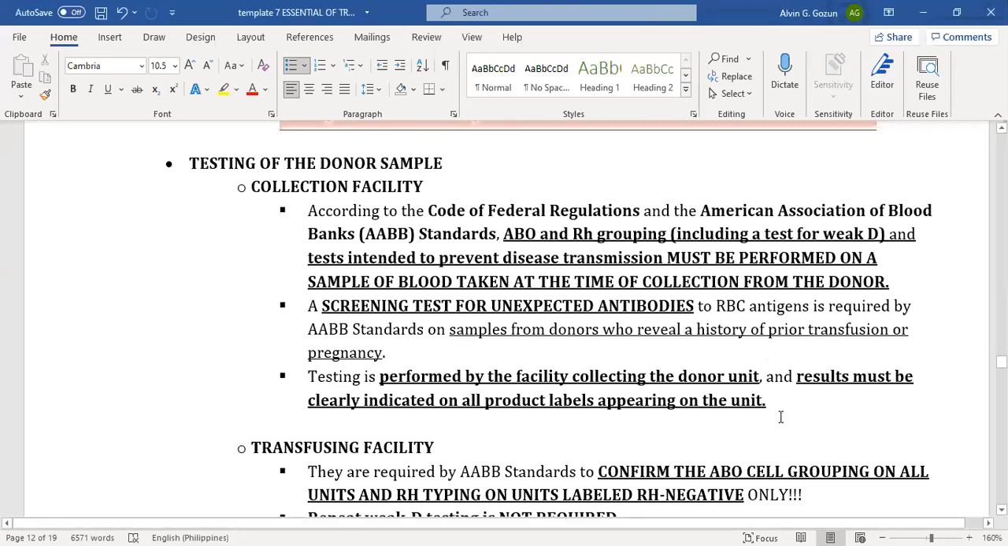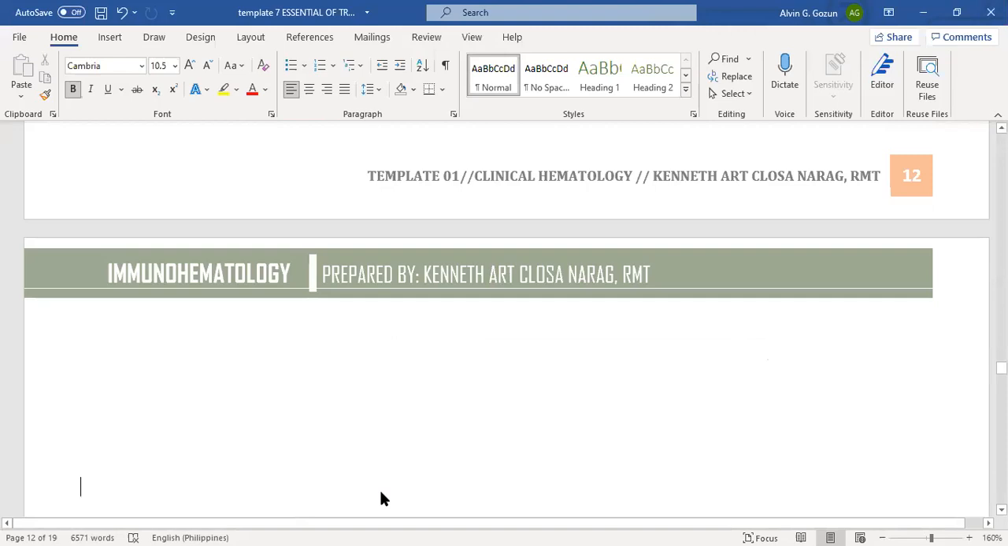For example, na-collect na yung dugo ni donor. Nagawa na rin yung ABO, nalaman na rin yung ABO, RH, and negative daw lahat sa mga different blood-borne infectious diseases. Ngayon, pwede na ba siyang i-transfuse sa pasyente? Yes, pwede na. Ngayon, yung dugo, ipupunta na sa Divine Mercy Wellness Center wherein doon naka-confine yung recipient or pasyente. So, doon na tayo sa transfusing facility.